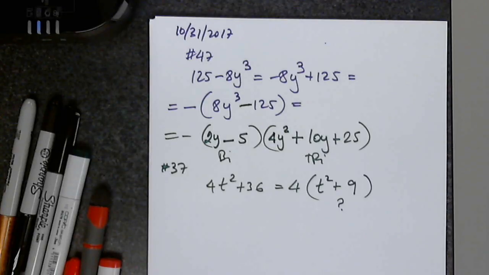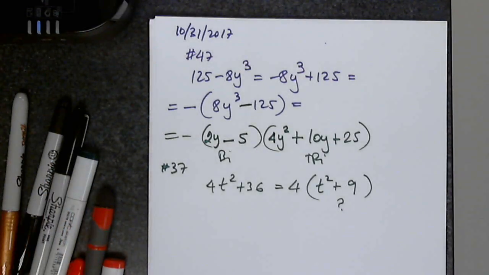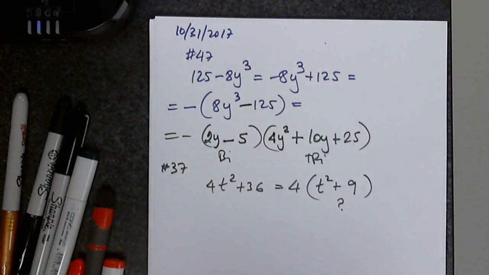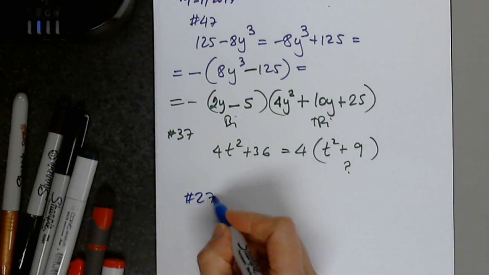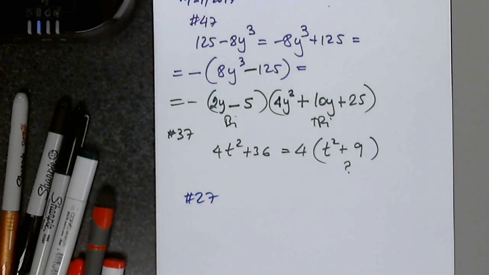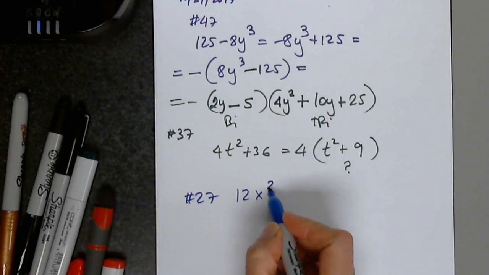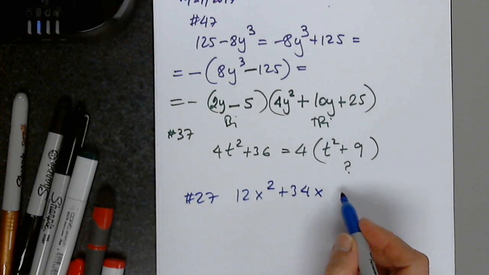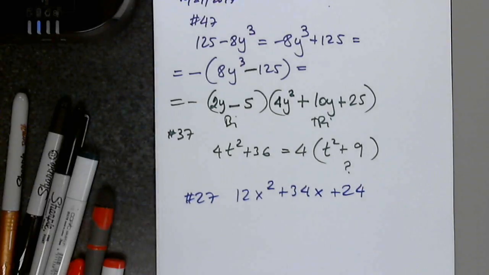Anything else? 27. Okay, 12x squared plus 34x plus 24. Very good. It's a trinomial. It's in descending order. Greatest common factor?